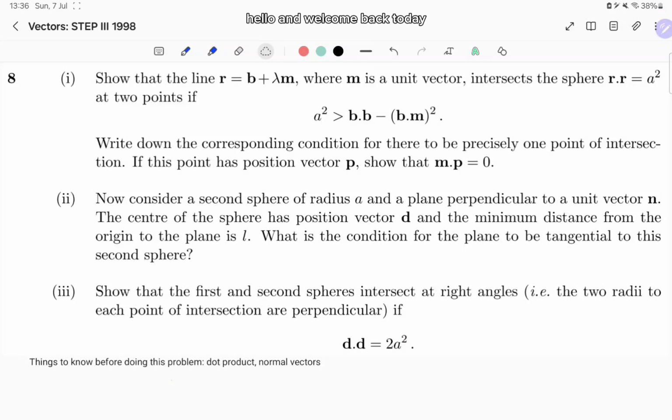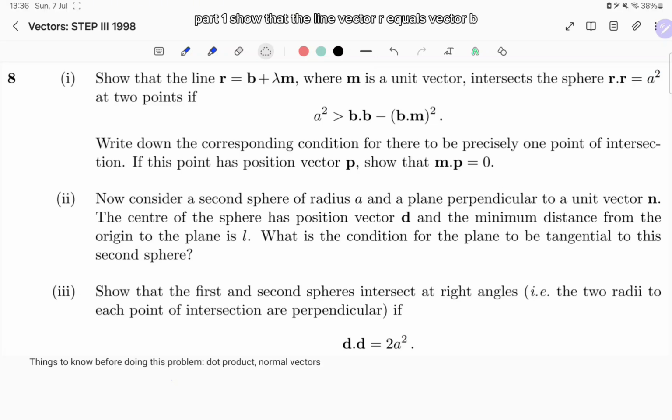Hello and welcome back. Today we'll be completing question 8 from the 1998 STEP 3. This is a question involving spheres, lines, planes and 3D vectors. Let's get started. Question 8, part 1.